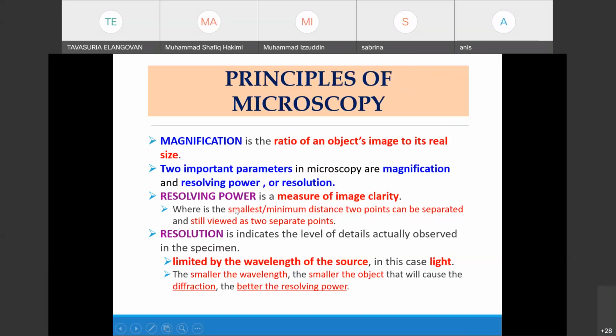So what is the definition for resolving power or resolution? So resolving power means the measure of image clarity. Okay, so this is the minimum distance of 2 points that can be separated and you can view as 2 separate points. Okay, resolution means the level of detail that you can observe in any particular specimen. Okay, so this is limited by the wavelength of the light. So the greater the resolving power, the smaller the wavelength, so the smaller the object you can see. Remember these two parameters together with their definitions.